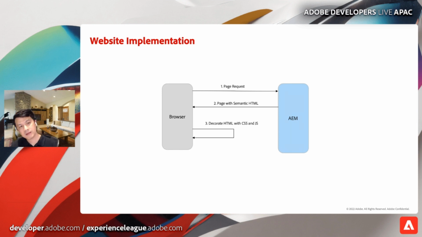When we implement that website, what happens is when you request a page, what AEM returns to the browser is what we call semantic HTML. This is actually inspired by Edge Delivery Services. You can see Edge Delivery Services leverages this approach to achieve 100 Google Lighthouse scores. And after you've done that, you start to introduce CSS and JavaScript to change the layout.